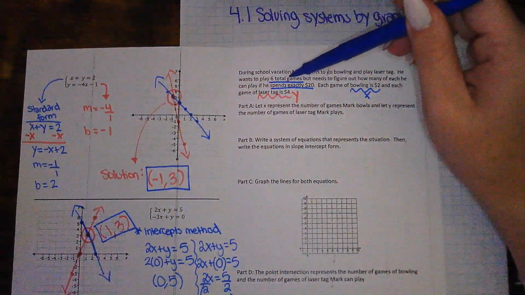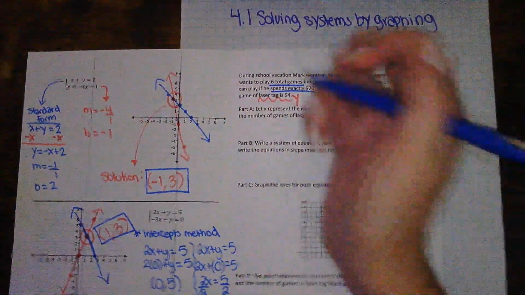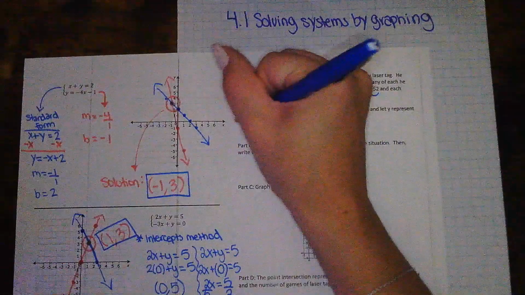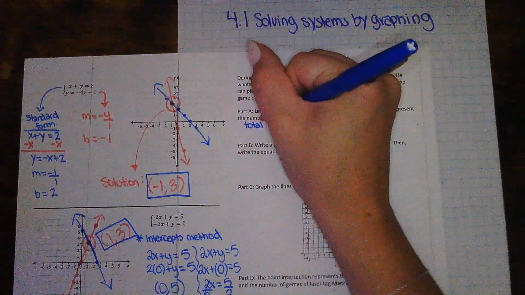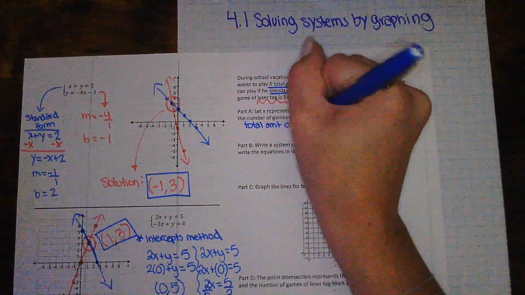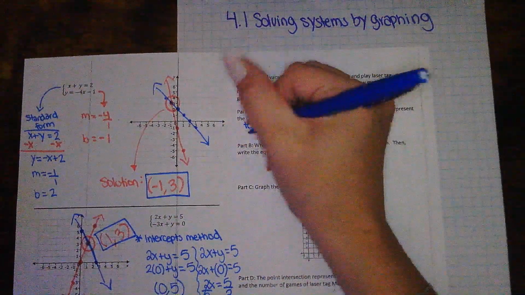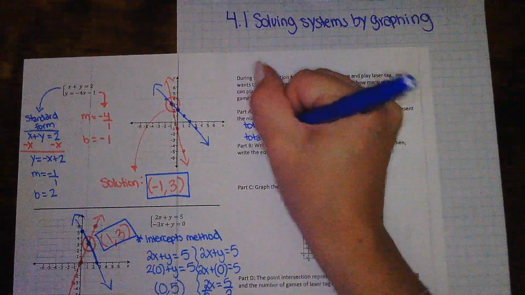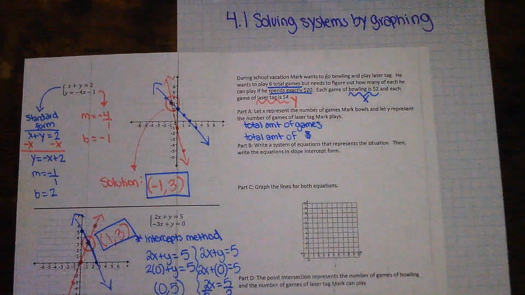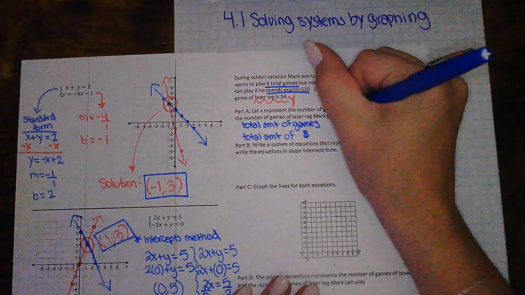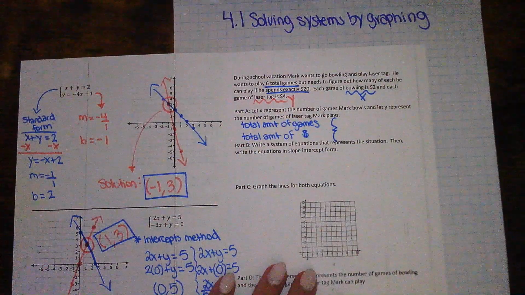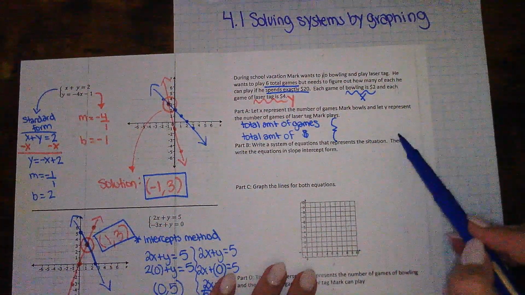We have two different types of equations we're going to set up here. We're going to set up an equation that represents the total amount of games, and we're going to set up an equation that represents the total amount of money. Remember to use this bracket. That means the set of. And then we're going to write our two equations.